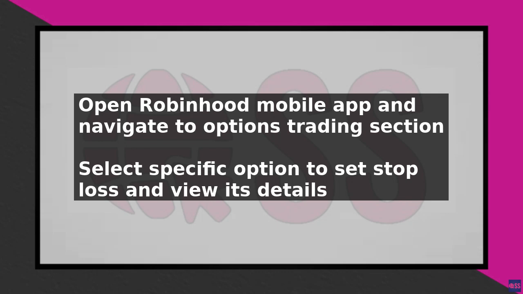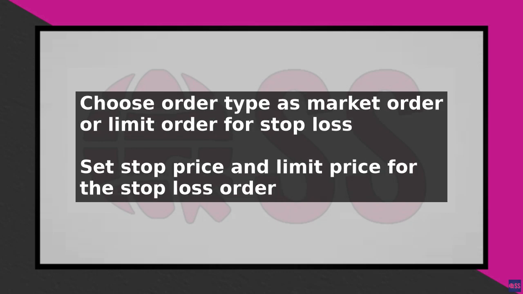stop loss is triggered. For example, if you bought a call option for $100 and you want to limit your losses to 20%, you would set the stop price at $80. If the option price falls to $80, the stop loss order will be triggered, and the option will be sold at the current market price or the specified limit price.